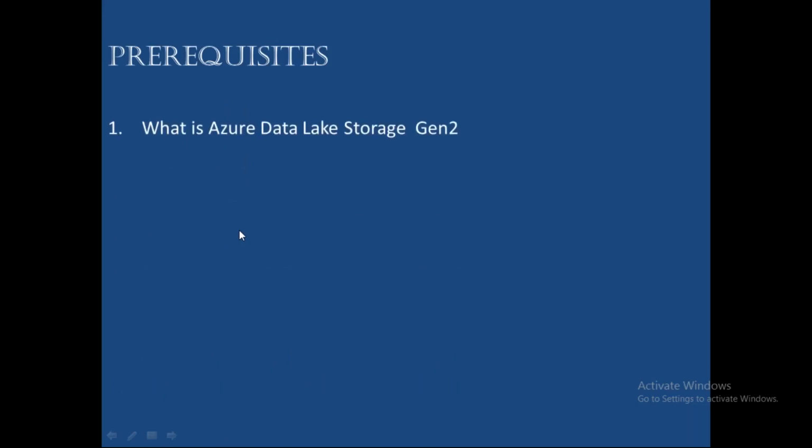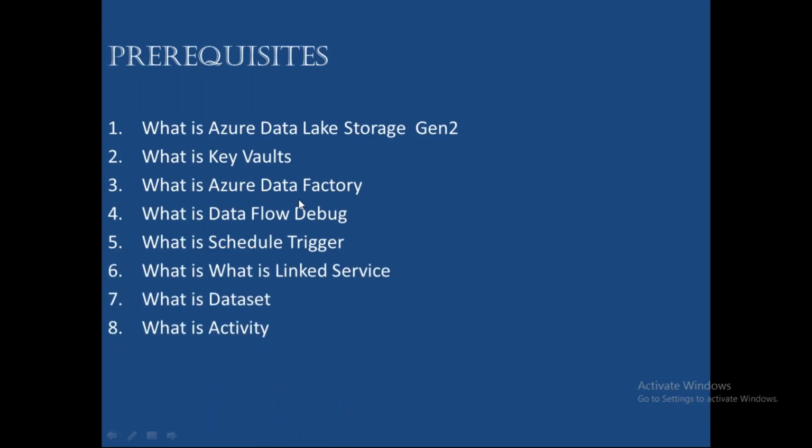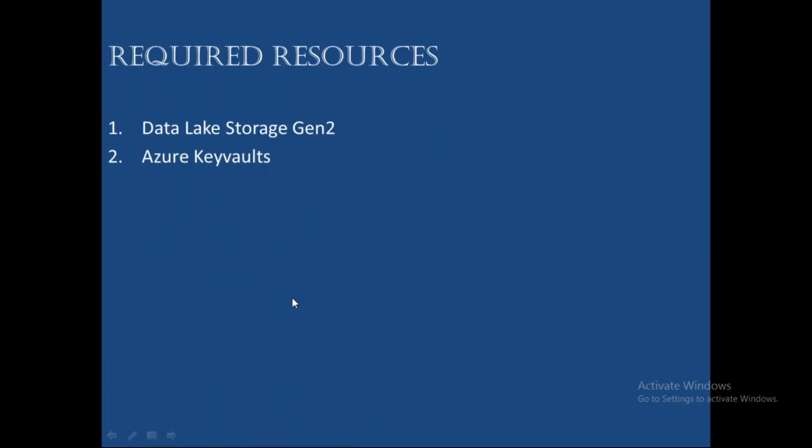Next, prerequisites: we need to understand Data Lake Storage Gen2, Key Vault, Azure Data Factory, data flow, debug, schedule trigger, linked service, dataset, activity, pipeline. All these things we are aware of. Next, the required resources are Data Lake Storage Gen2, Azure Key Vault, and Data Factory V2. Let me go and create these three services quickly.